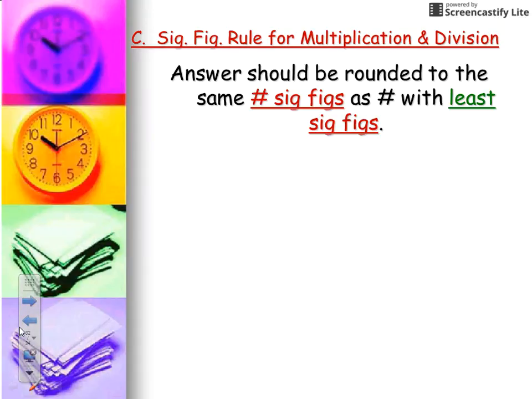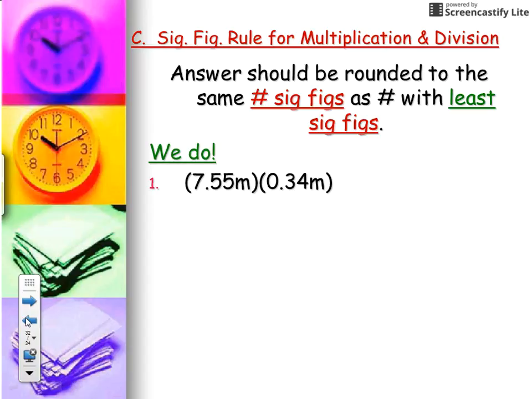If you're multiplying and dividing, your answer should be rounded so that it has the same number of significant figures as the number with the least significant figures. So we're going to be looking now at our whole number, looking at the sig figs, figuring out how many sig figs are in each of the numbers that we are multiplying or dividing. And then we're going to round our answer so that it has the same number of sig figs as the measurement with the least sig figs.